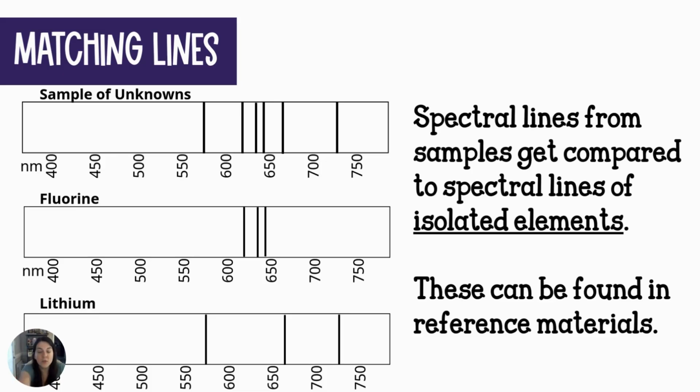So anyways, if we have this sample of unknowns, we got 6 lines here. We go, okay, what's in this? Well, if we match these 3 lines that are sort of close and clustered, those match up with fluorine. So fluorine must be in this sample. And these remaining 3 lines match up perfectly with the lines for lithium. So I must be looking at lithium fluoride. Okay, so that is how we would use these spectral lines.